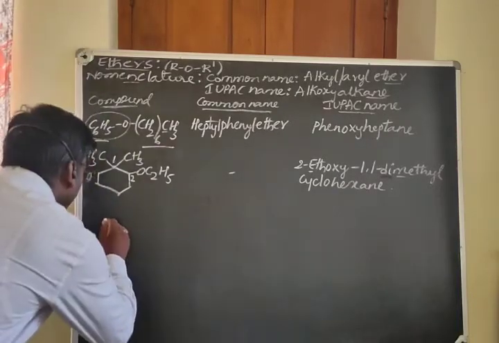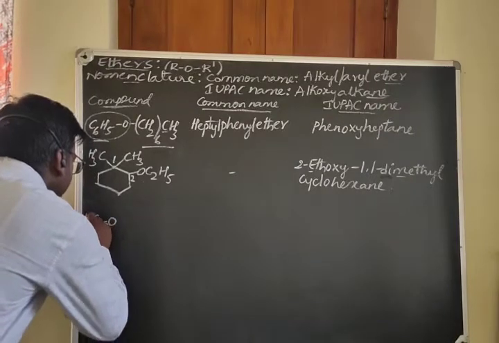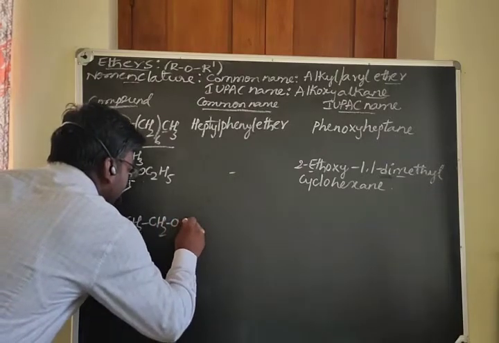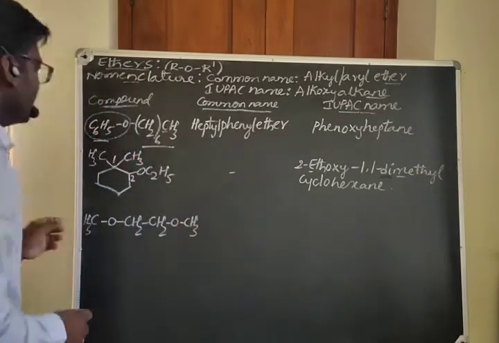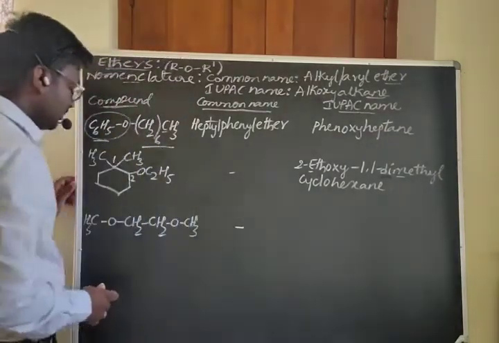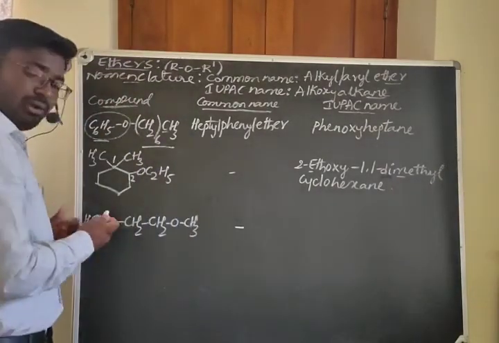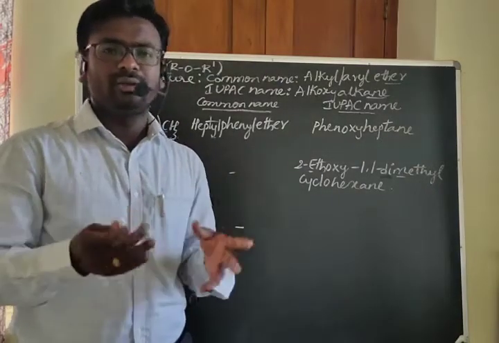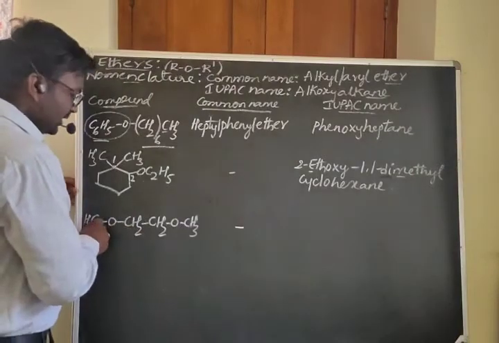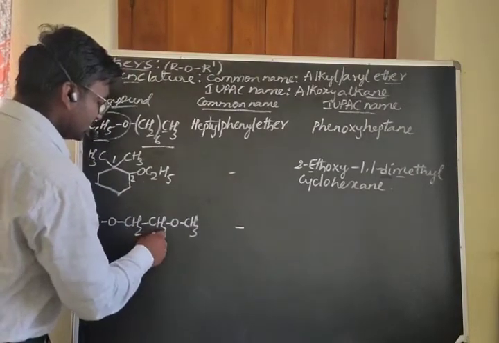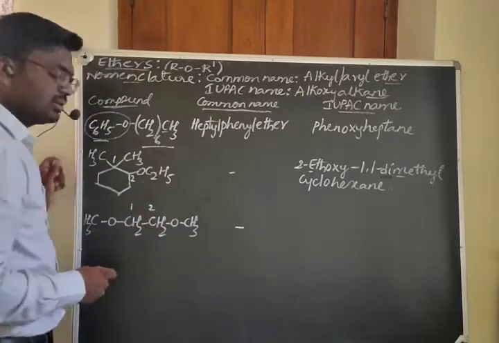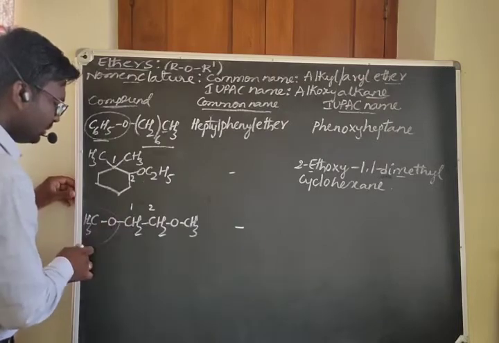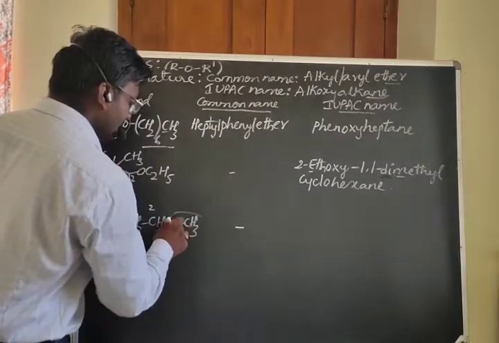For example, OCH3, CH2, CH2, OCH3. See now, what is the IUPAC name of this compound? Here we have to choose the word root, which is the one having the functional group and the more number of carbon atoms. Here this is one carbon, this is one carbon, this is one, and this is 2. Here you can find the 2 carbon atoms. So let us number it as 1 and 2. On 1 you can see the methoxy group, and on 2 also you can see the methoxy group.